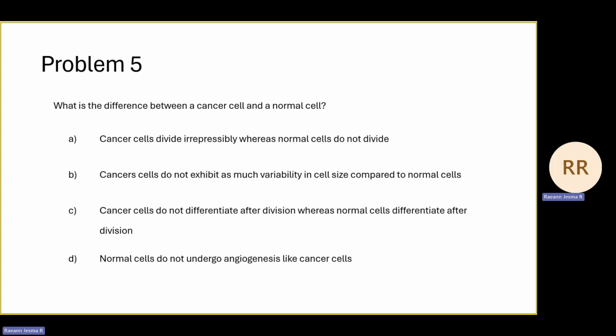Now we'll move on to the next problem, problem 5. What is the difference between a cancer cell and a normal cell? A. Cancer cells divide irrepressibly, whereas normal cells do not divide. B. Cancer cells do not exhibit as much variability in cell size compared to normal cells. C. Cancer cells do not differentiate after division, whereas normal cells differentiate after division. D. Normal cells do not undergo angiogenesis like cancer cells. So what do you think is the correct answer?